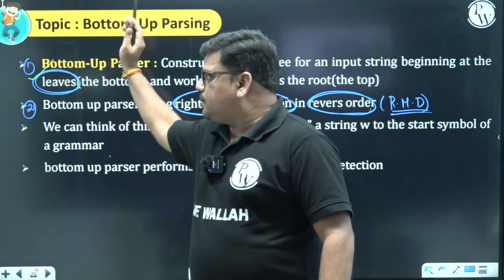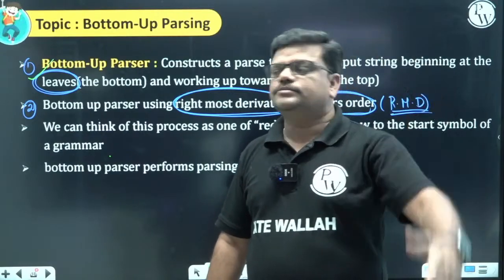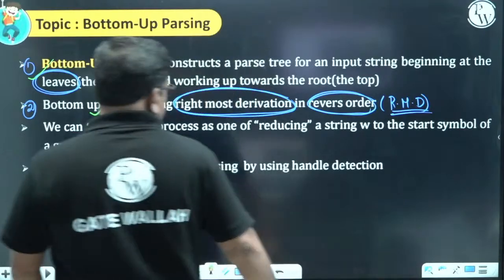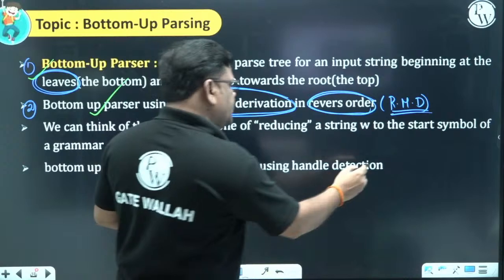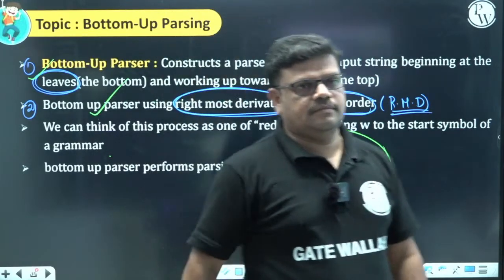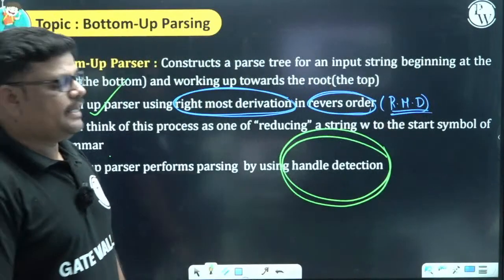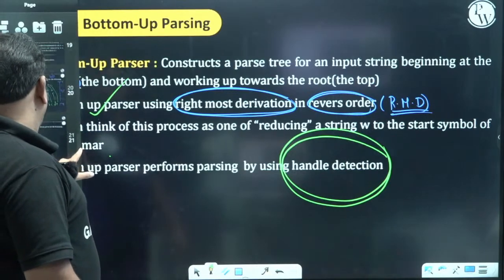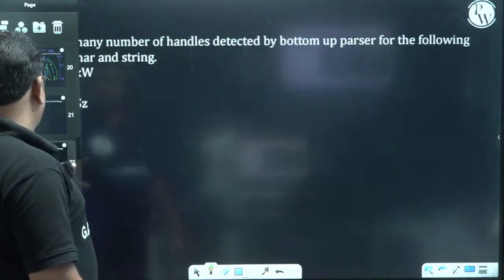So now we got how the tree is constructed in a bottom up manner, from the string to the starting symbol, rightmost derivation. Then we use handle. A bottom up parser performs parsing by handle detection. Handle detection is the major and main concept in bottom up parsing, right? So whenever we see any input, we should be in a position to give handles.